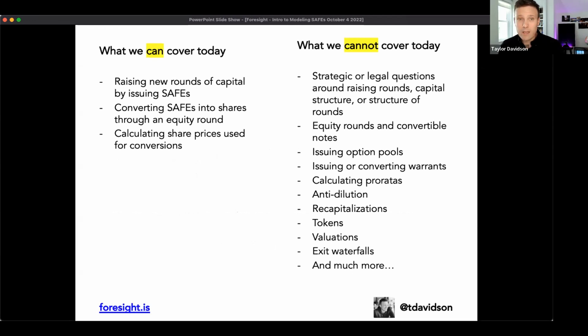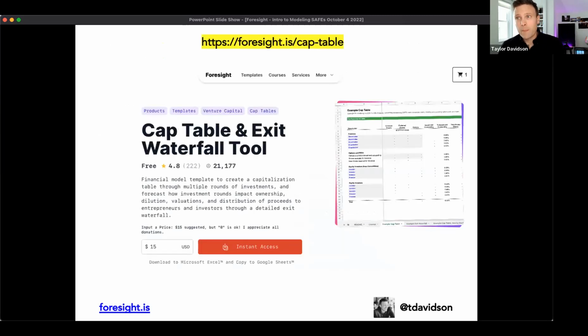There's a few things we can cover today and a lot we can't. Again, we're going to focus today on safes, how to issue and create them, and how to calculate share prices around them. That's the most important thing. What we can't cover is strategic questions over what is the right tool to use. We're not going to cover convertible notes or equity rounds. We're not going to cover option pools, warrants, pro-ratas, anti-dilution, recaps, valuations, or exit waterfalls, all of that stuff we don't have time to cover today.